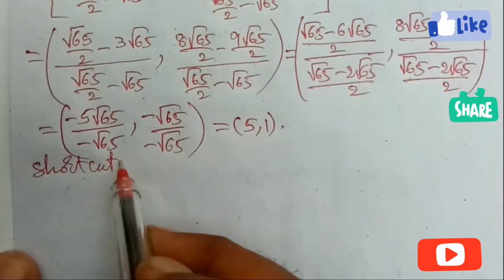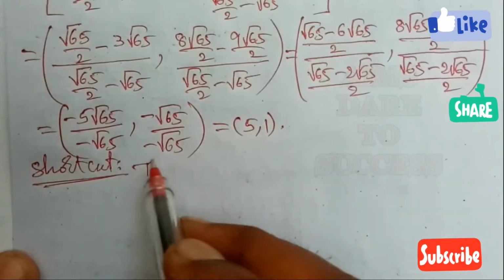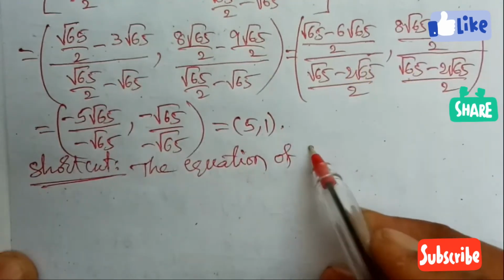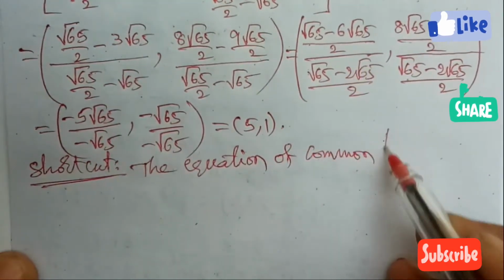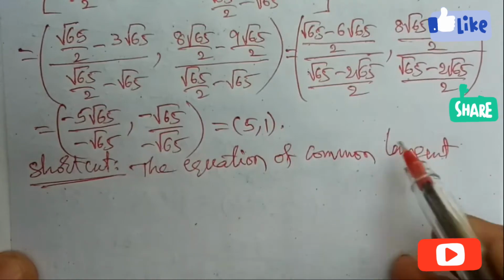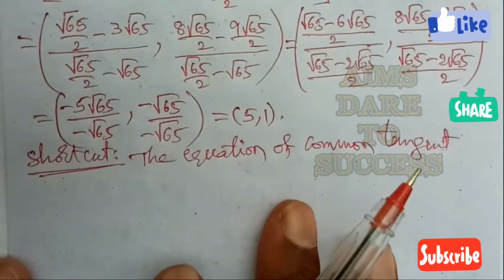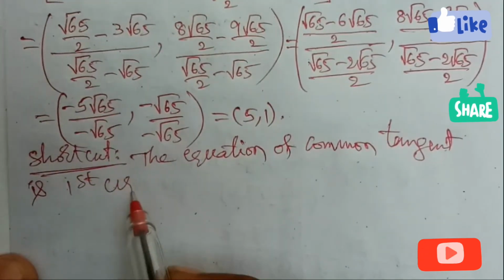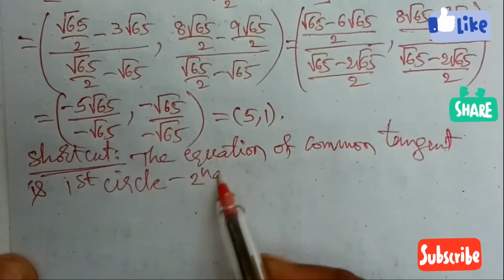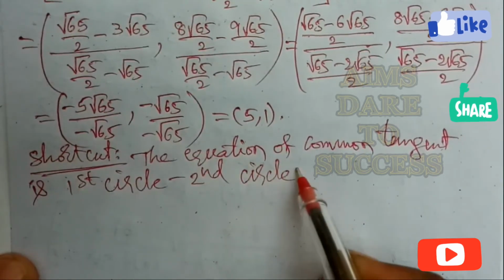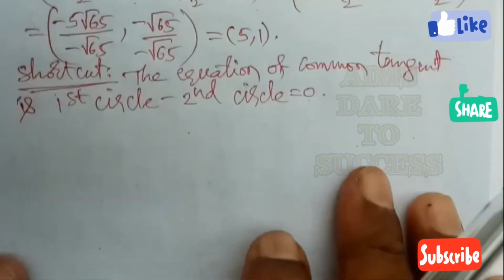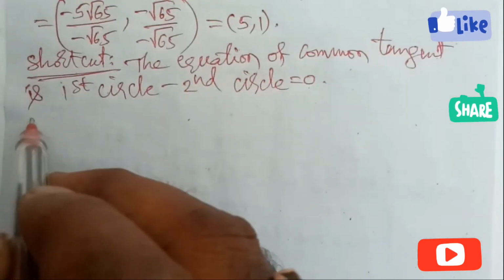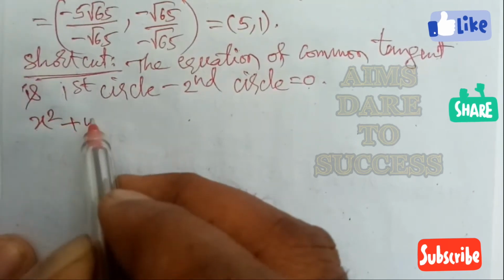Next we find the equation of the common tangent. For this, I am telling you a shortcut method. The equation of the common tangent is first circle minus second circle equal to 0. This is a shortcut method. Otherwise, if you want to find the tangent at this point of contact, meaning S1 equal to 0, you can use that procedure also. If you do this method, you will get full marks. If you continue with S1 equal to 0 also, you will get the same marks.